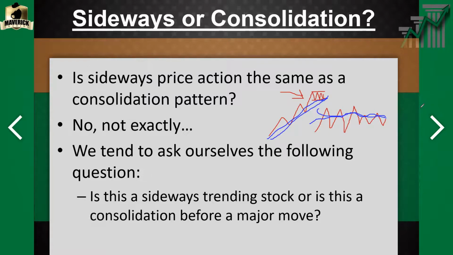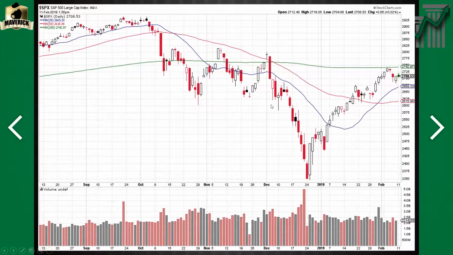So there's a difference in our approach to the markets between a sideways trending stock and something that's actually consolidating. The price action will define that in many cases, and the trading strategies that one would want to utilize based on the analysis would differ. Because for a sideways trending stock, you'd use different strategies than for something that's consolidating and looks like it's prepped for a big move. So as we look at this, let's take a look at the S&P 500.